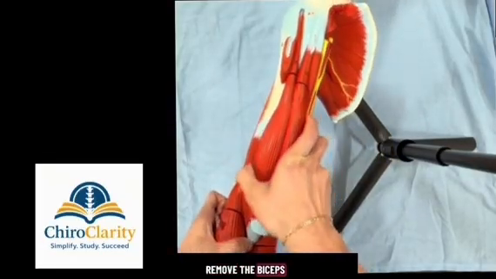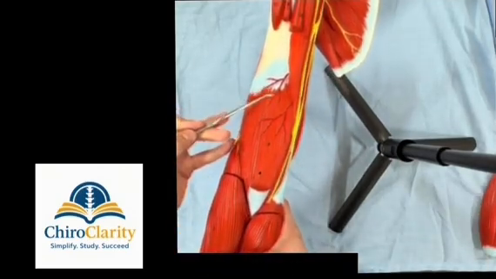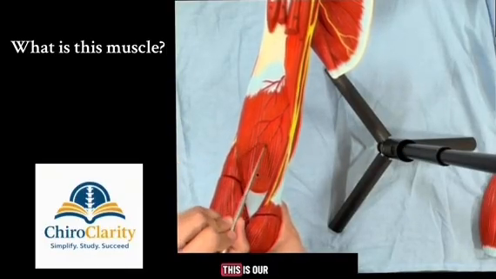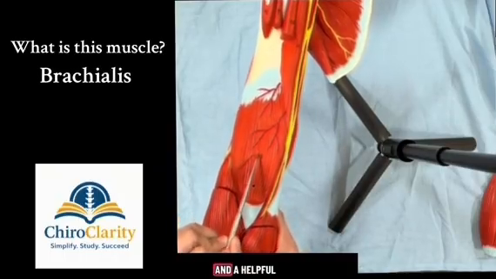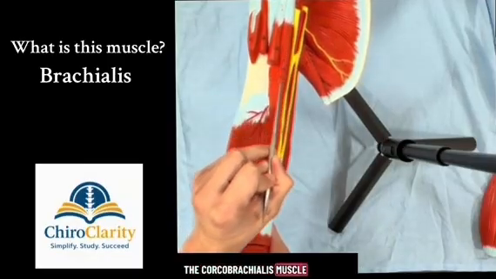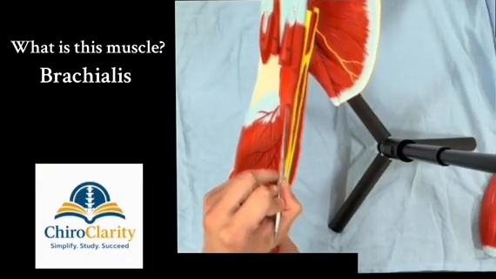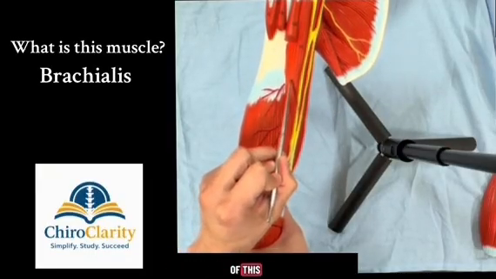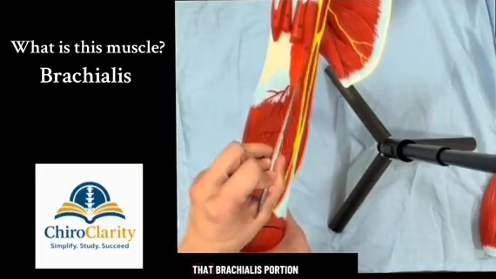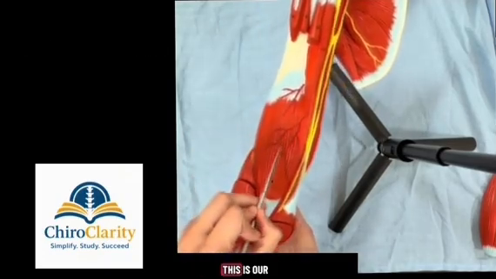Now if we remove the biceps brachii muscle, we reveal something else. What is this muscle? This is our brachialis muscle. And a helpful memory tip for this is that because we know that this is the coracobrachialis muscle, and the second part of that word is brachialis, and this muscle can be seen as an extension of this, then we know that this is the brachialis muscle, which begins where that brachialis portion of the coracobrachialis muscle ends. This is our brachialis muscle.